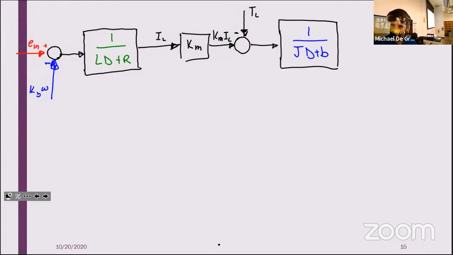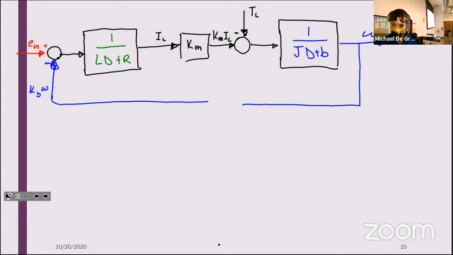And what's that going to spit out? Omega. But hey, check this out. This is the same omega that comes back in here that we're just going to multiply by KB. And this, ladies and gentlemen, is the first time that we've drawn a feedback system, right? We are taking an output signal and we are feeding it back into our system, right? Feeding it back into our system.